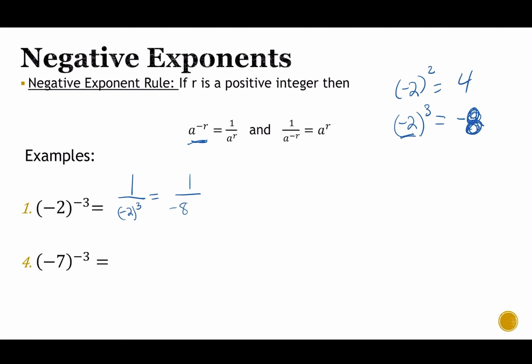If I have negative 7 to the, I think this was supposed to be a 2, so I'm going to change it to a 2. If I have negative 7 to the negative 2, that becomes 1 over negative 7 squared, which would give me 1 over a positive 49. So let's work through a few more examples.